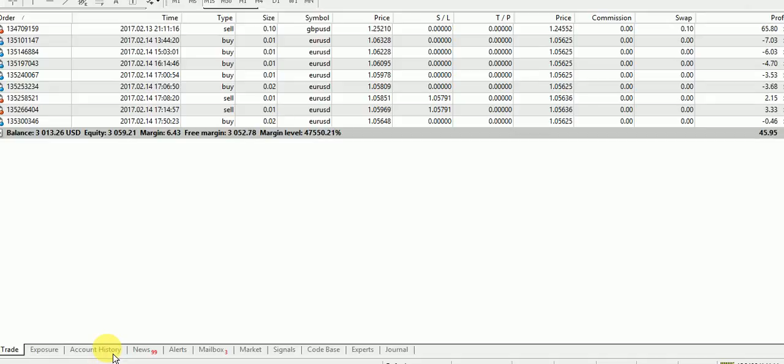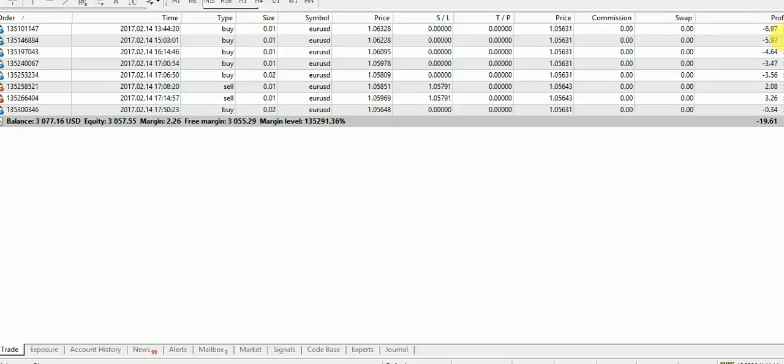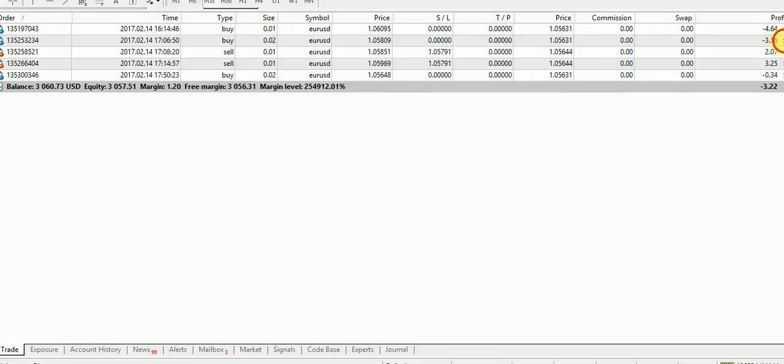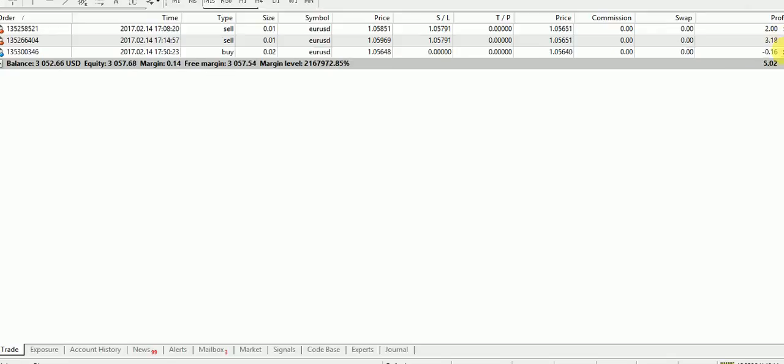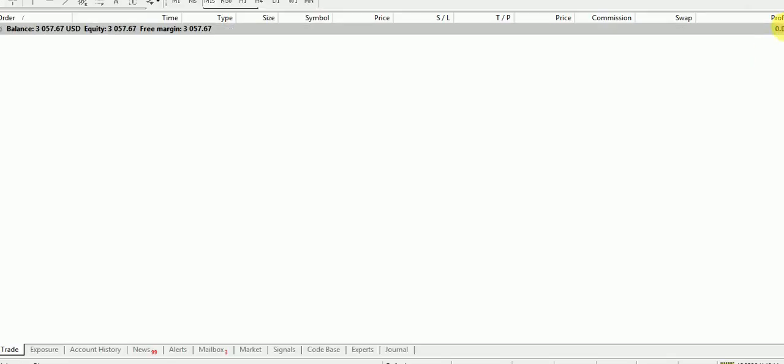Even with this kind of setting, it shouldn't have been this way. But I could also decide to close those positions with profit and make it start again. Yes, let me do this. So I will teach you how to do it. We have a profit of 60 bucks.